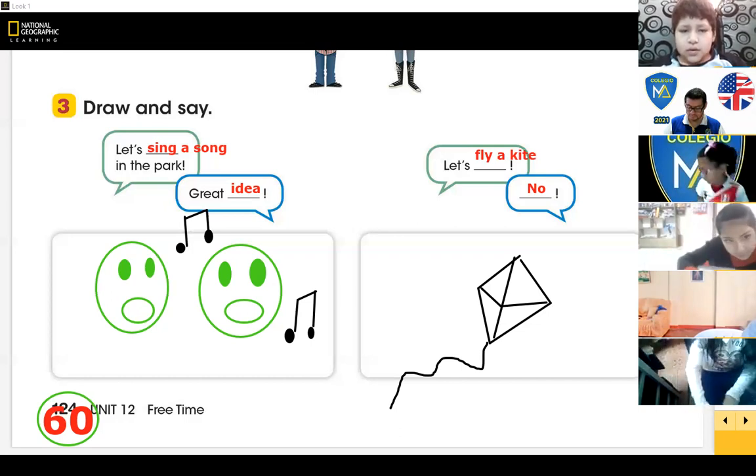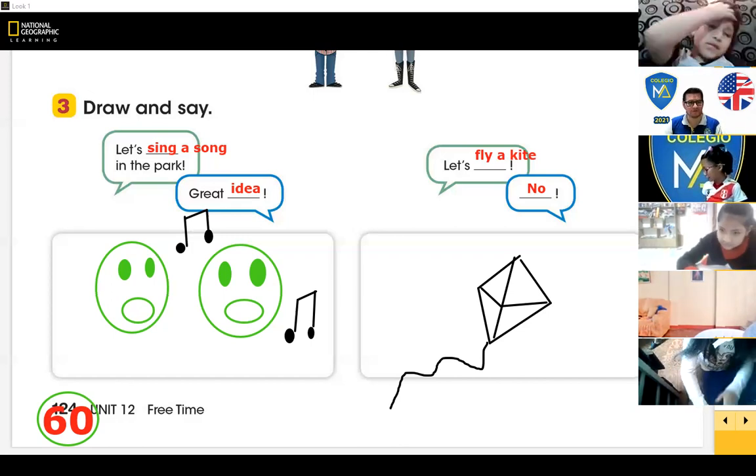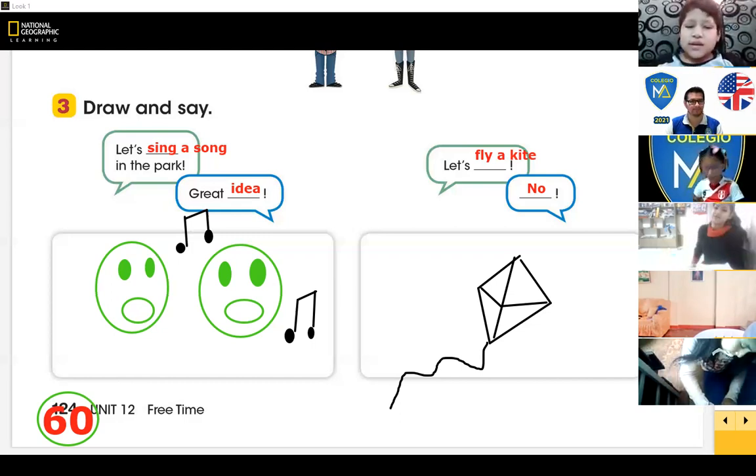Teacher, yo me dibujé un dibujo pintando. Oh, excellent. If you finish, you can color, Jana Belén. Yes, no problem.